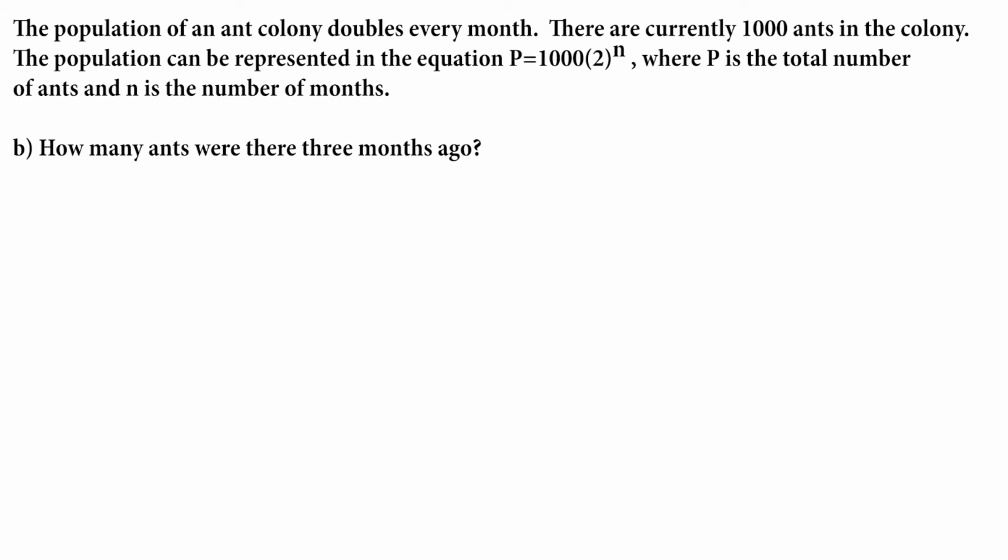All right, so part B, similar but a little bit different. It says, how many ants were there 3 months ago? So not how many ants will there be in 3 months, but how many were 3 months ago? So right away, I'm not even thinking about it too much. I'm just going to write down my equation. Again, not plugging anything in.